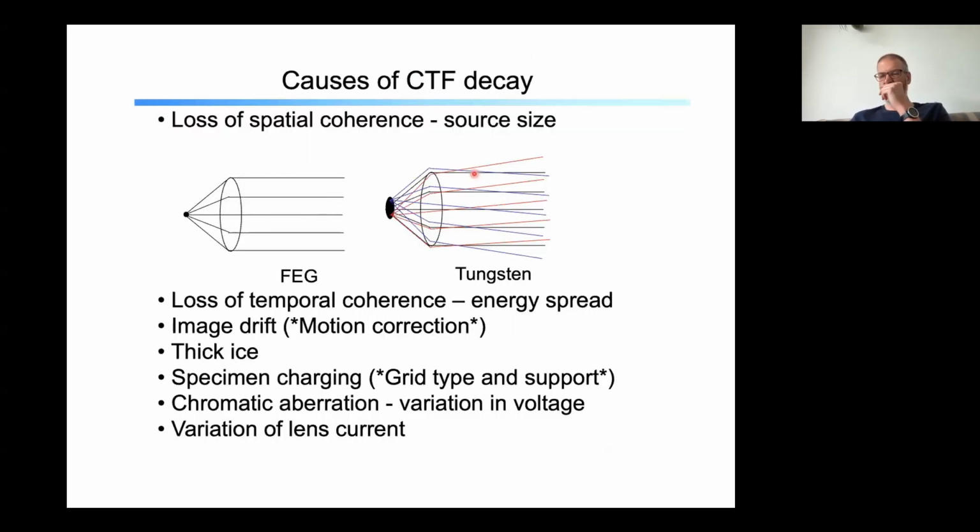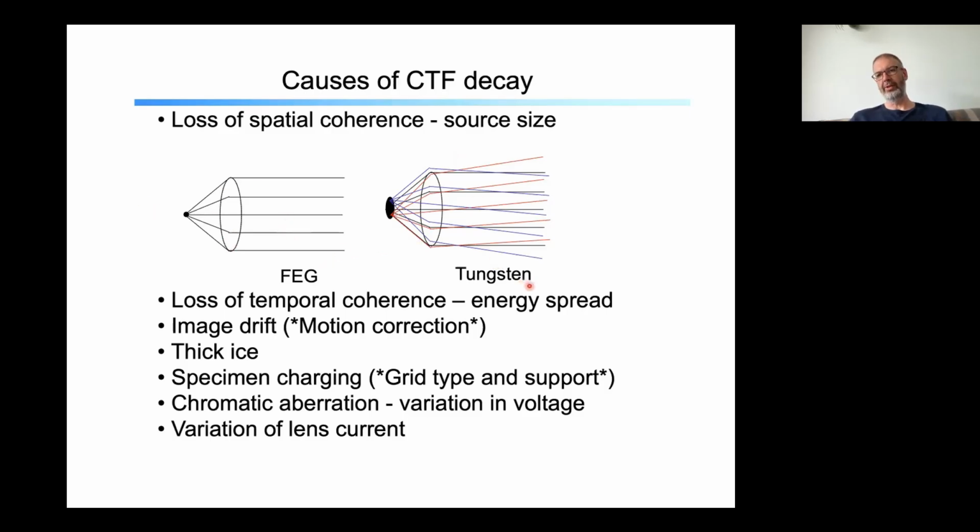So this envelope function is caused by a number of different things. There's a loss of spatial coherence, which can be associated with the source size. FEGs have a very small source size, so essentially most of the electrons are emitted from the same point.